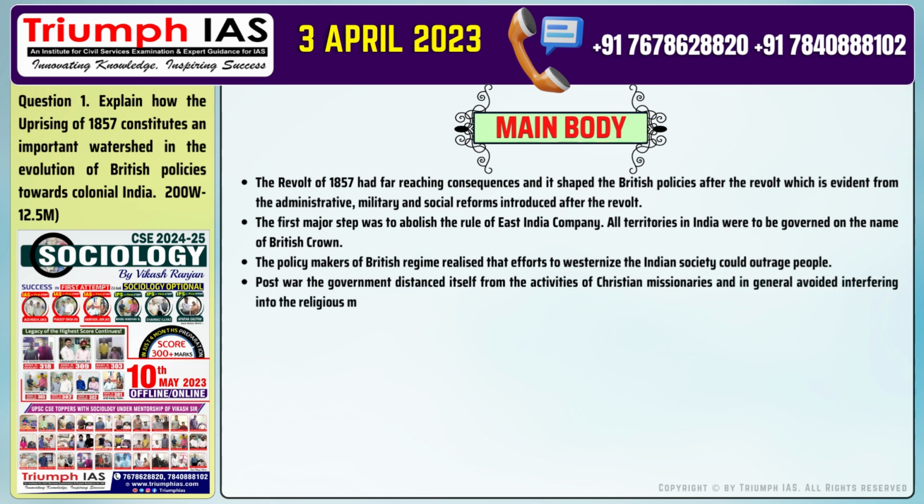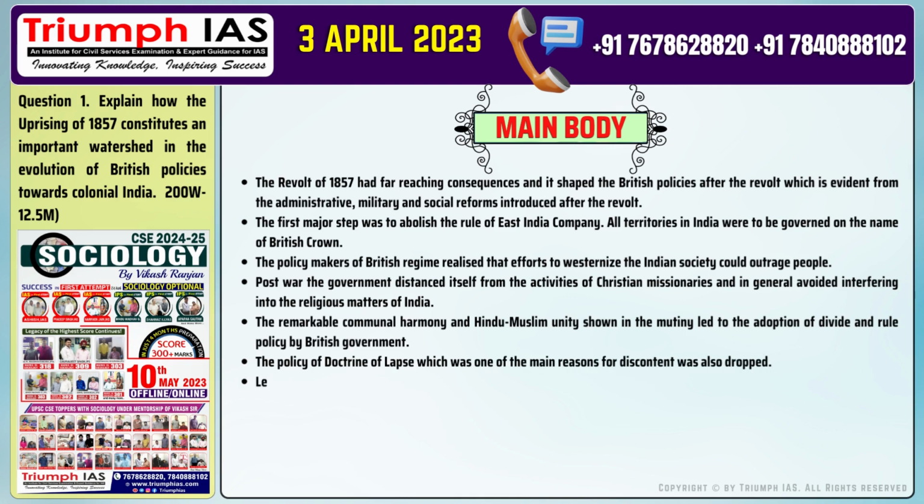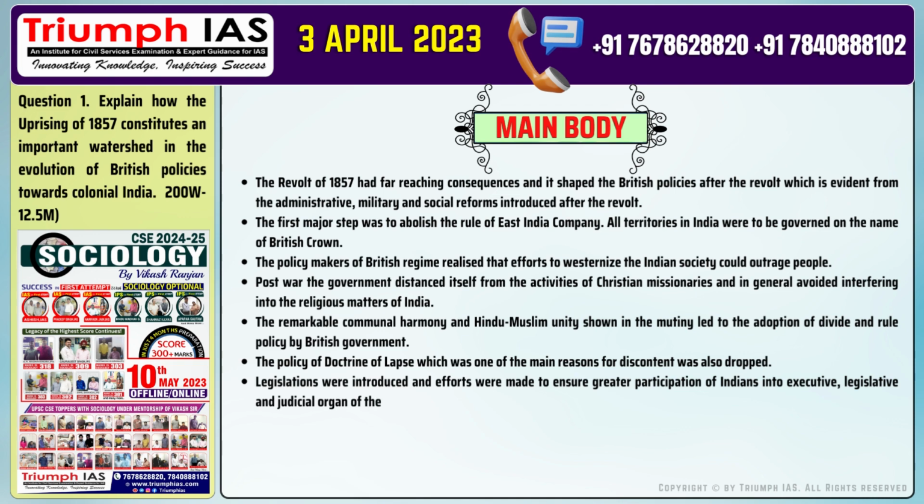Number 5. The remarkable communal harmony and Hindu-Muslim unity shown in the Mutiny led to the adoption of divide and rule policy by British government. Number 6. The policy of doctrine of lapse, which was one of the main reasons for discontent, was also dropped. Number 7. Legislations were introduced and efforts were made to ensure greater participation of Indians in the executive, legislative and judicial organs of the British regime.